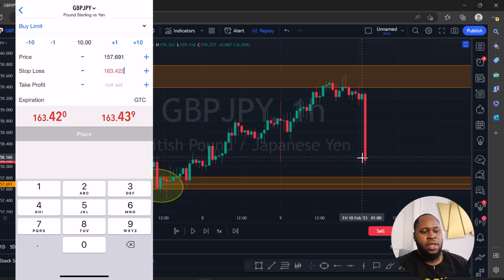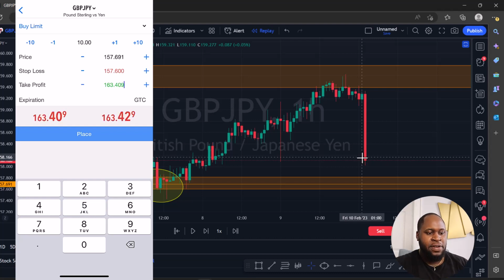157,691, all right? And then we can choose a stop loss and take profit. So now, with the stop loss and take profit, I am thinking about this as a buy at that area. At 157,691, I might be comfortable with a stop loss at 157,600 or whatever it is. But let's place our stop loss at 157,600.